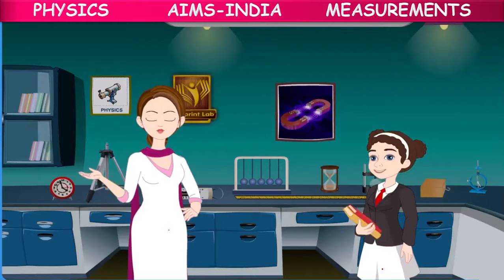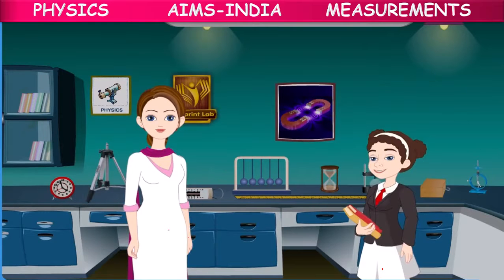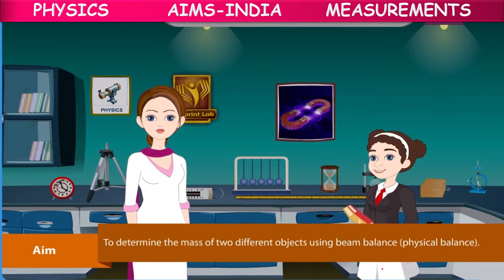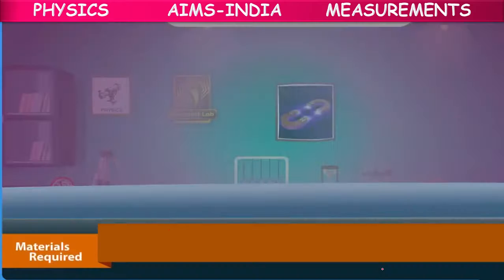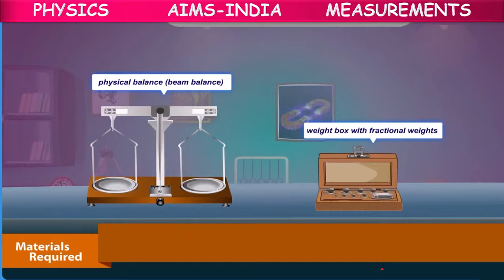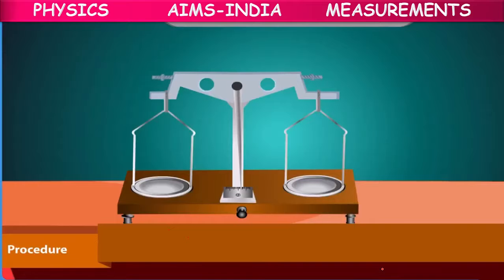Let's do an experiment to determine the mass of two different objects using a beam balance, physical balance. Our aim here is to determine the mass of two different objects using a beam balance. The materials required are a physical balance, a weight box with fractional weights, and two given objects whose masses are to be measured. Procedure.